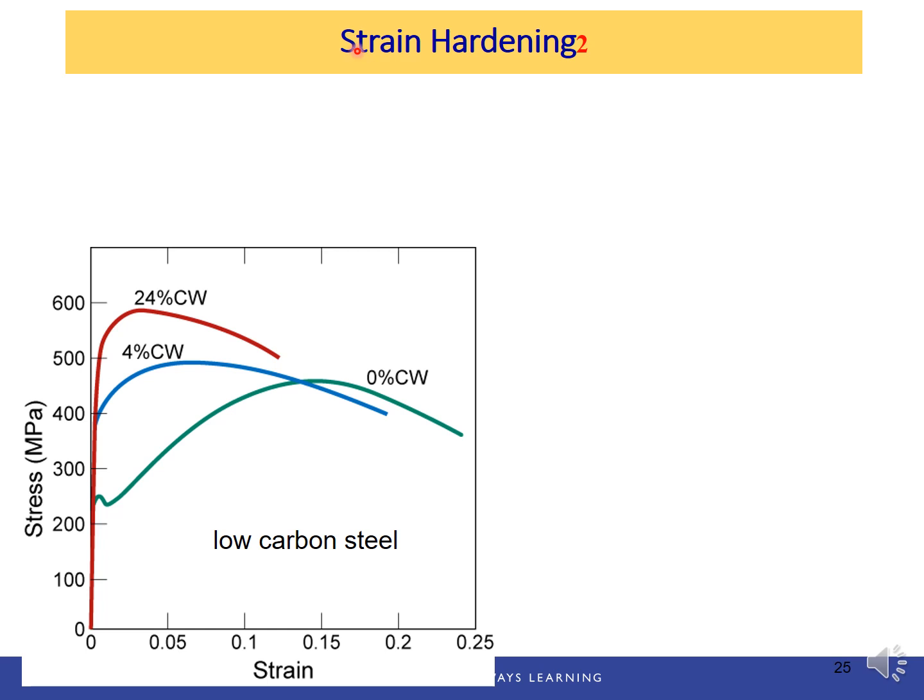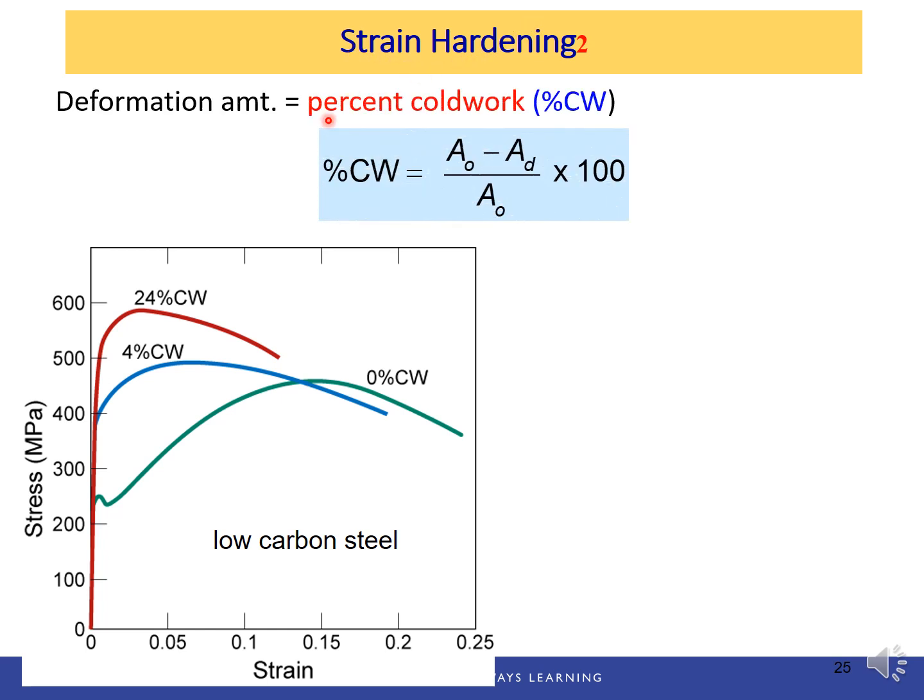So the extent of strain hardening is therefore described by the percent cold work. Percent CW stands for cold work, which is the change in cross-sectional area over the original cross-sectional area times 100. In this diagram, we have the stress-strain curve of a low carbon steel after different percent cold work. The green line is without cold work, the blue line is 4% cold work, and the red line is 24% cold work. After comparing the stress-strain curves, here is our conclusion.